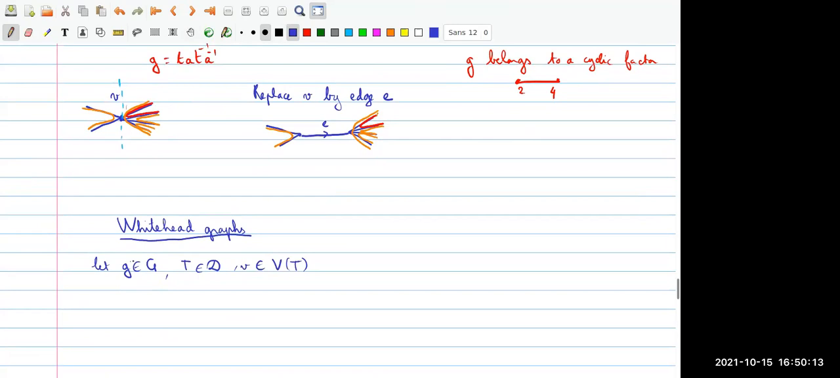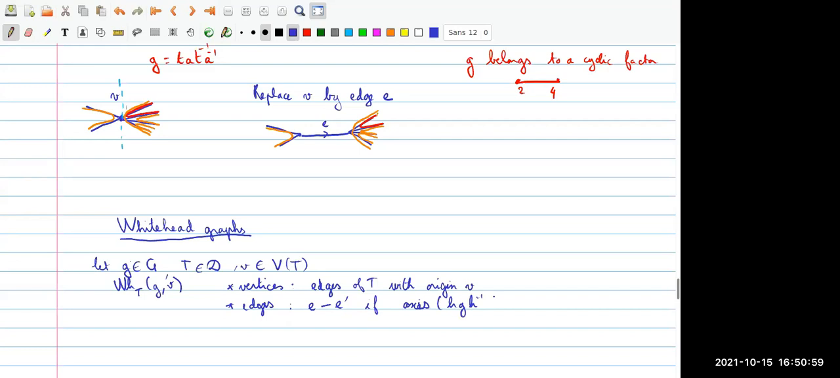So if you take G, some T in the deformation space and some V, a vertex in T, the Whitehead graph in T for G at vertex V is a graph whose vertices are edges of T with origin V, and there's an edge between E and E prime, which are edges of T, if the axis of a conjugate of G crosses both edges.